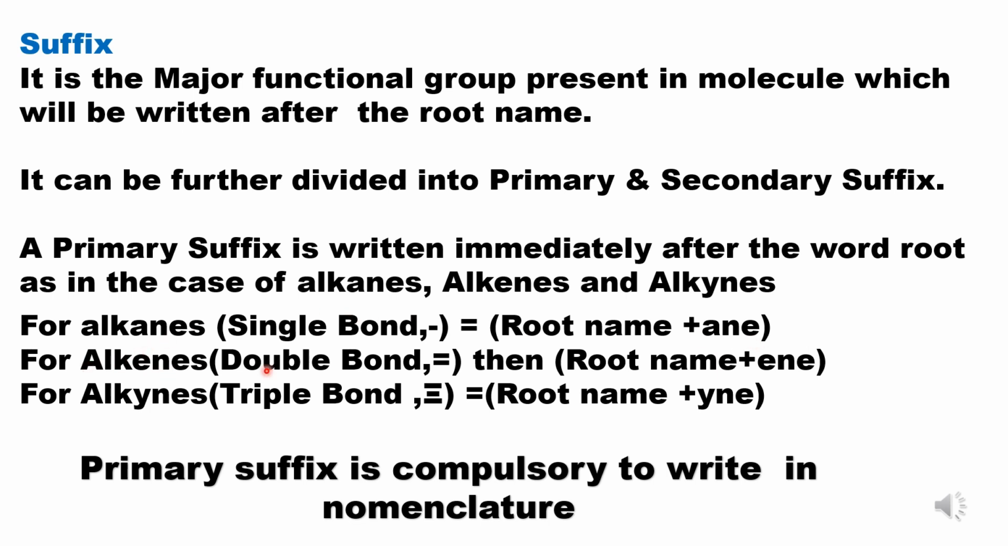Alkenes are compounds which have a double bond. So for that again we have to write the root name, meaning the total number of carbon atoms present in the chain, plus ene as a suffix. And the third one is for alkyne compounds. Generally alkyne compounds have a triple bond. So again if we want to write, then we have to write the root name plus yne. In any structure, the primary suffix is the compulsory part. So without the primary suffix, the nomenclature will be incomplete.